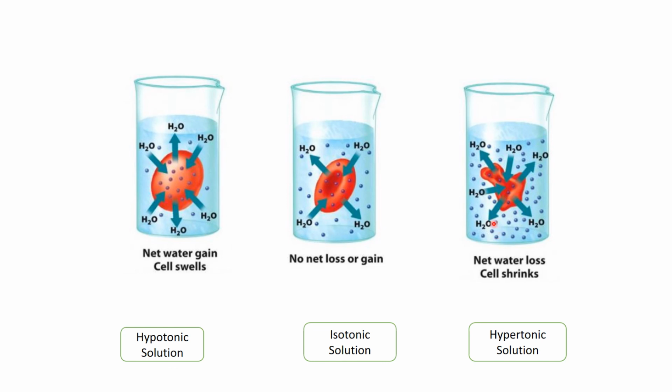So remember these terms: hypotonic solution, where endosmosis will take place; isotonic solution, where neither endosmosis nor exosmosis will take place; and hypertonic solution, in which exosmosis will take place. So I hope you all have understood properly about the plasma membrane and about these two processes, diffusion and osmosis.